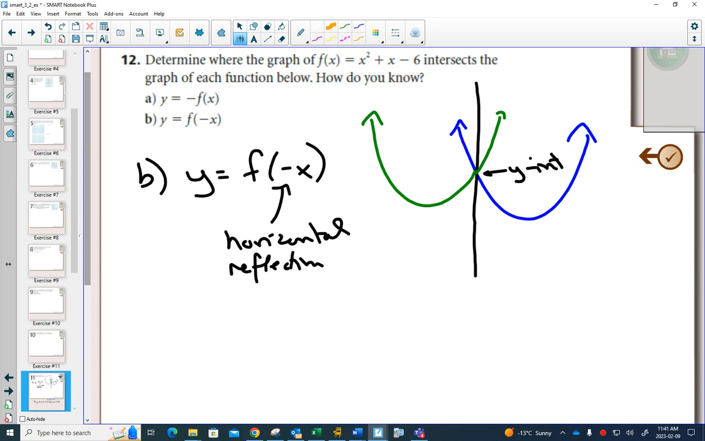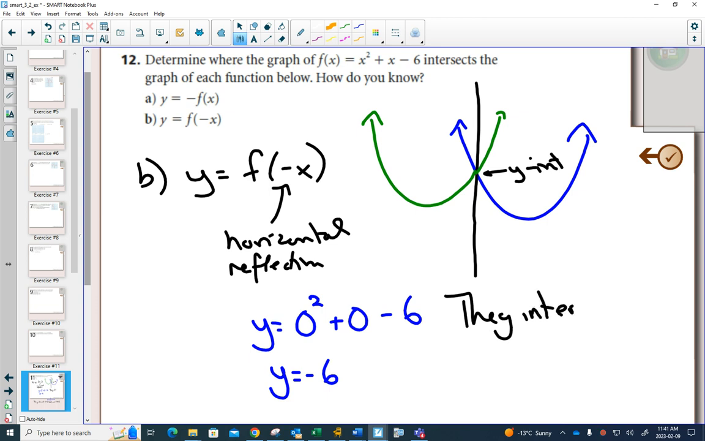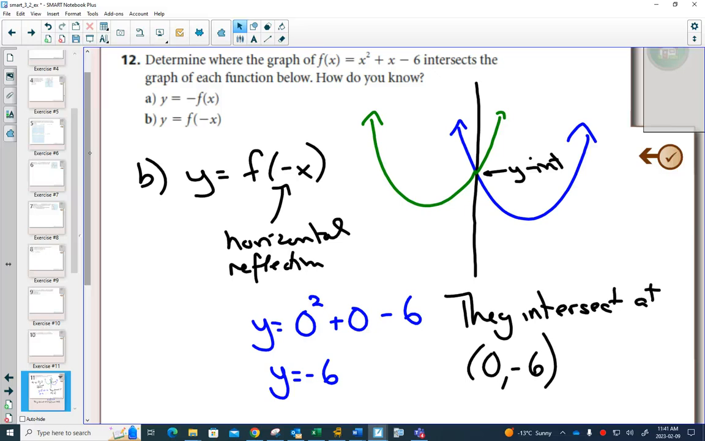it's going to be the y-intercept. That doesn't change. How do you find a y-intercept? Algebraically, we plug in 0 for x. So I take my blue graph and I say, okay, I could plug in 0 for x. The math is relatively easy. And we find out that they intersect at 0, negative 6.